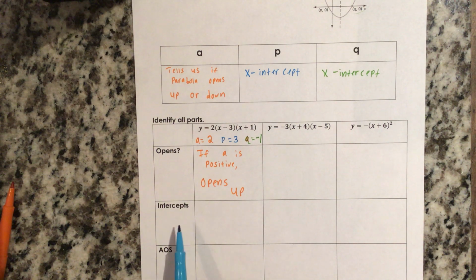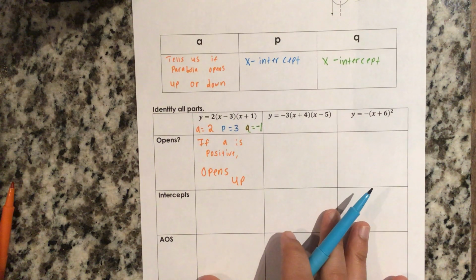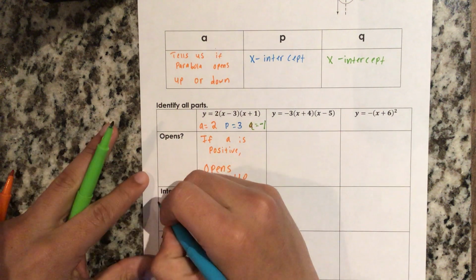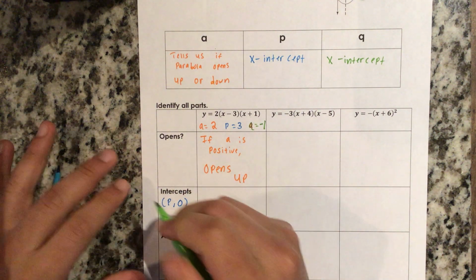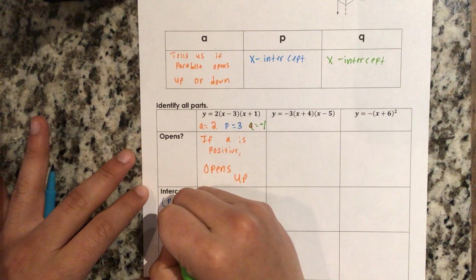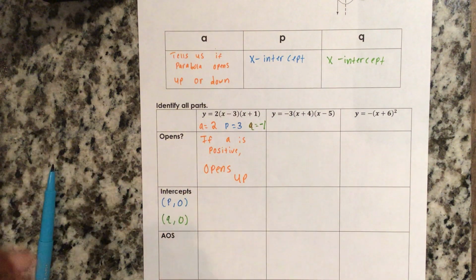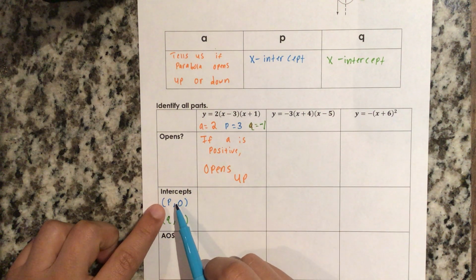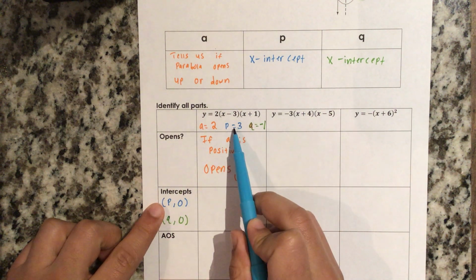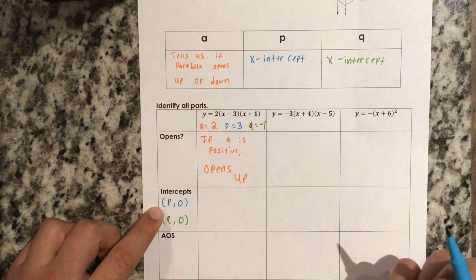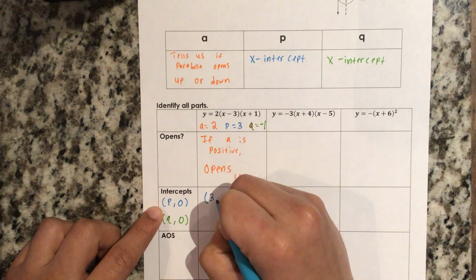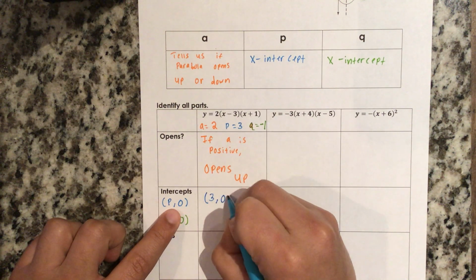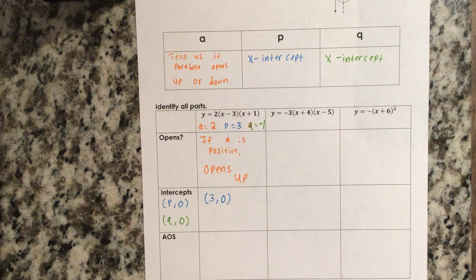Now let's keep going with my intercepts. How I'm going to write them down is like this: two parentheses. Parentheses p, comma 0 is one x-intercept, and the other one is going to be q, comma 0. For my first x-intercept, I take my p value and put it for the x value. So my first x-intercept is going to be 3, comma 0. That's my first x-intercept. We're done. We got that.